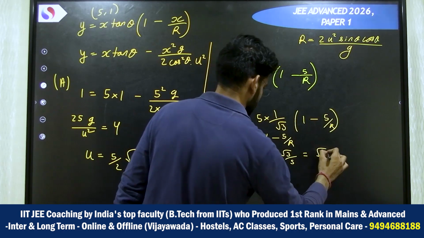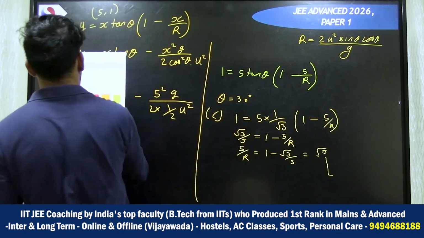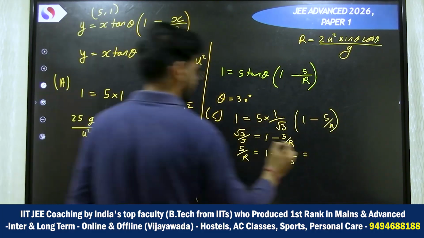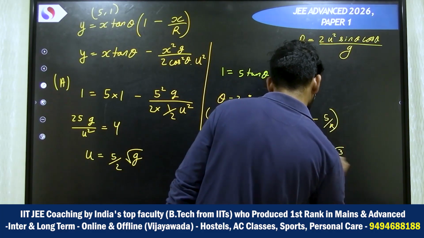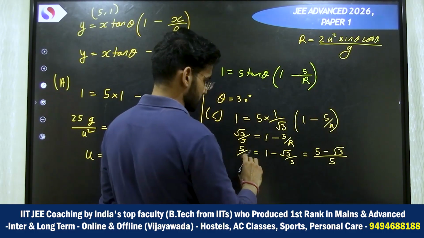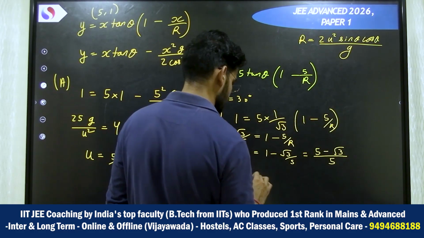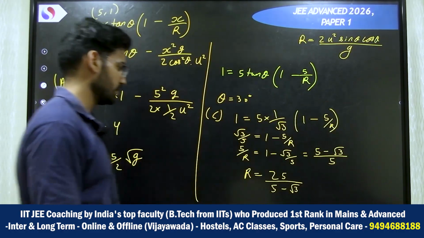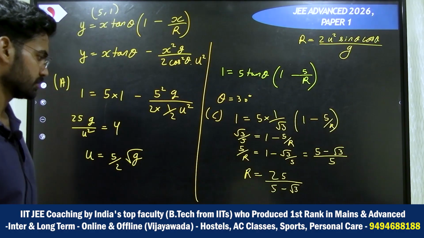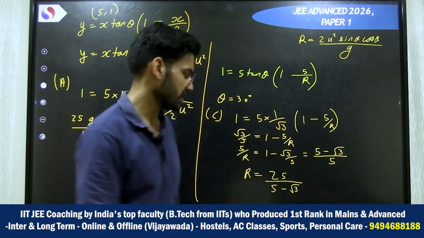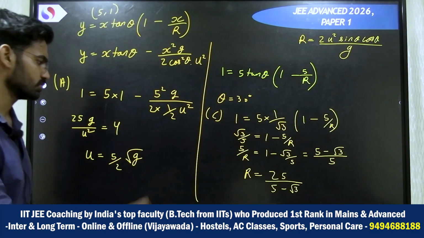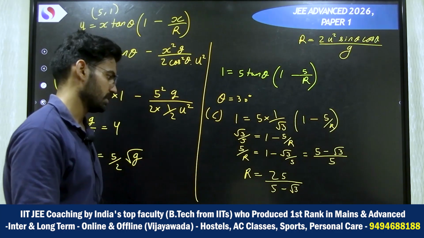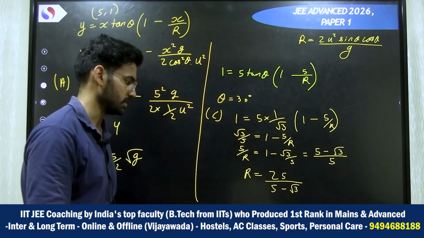That is, 5 minus root 3 by 5, and then r on this side, this whole quantity on the other side. So r will be what? 25 by 5 minus root 3. Okay, so 25, and here how much is this? So 5 minus root 3, 1.7, right? 1.7, you consider 2. So 5 minus 2 is 3, and this will be 8. And 8, if you halve it, that goes down, right?